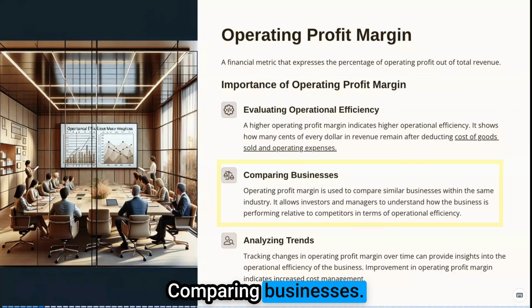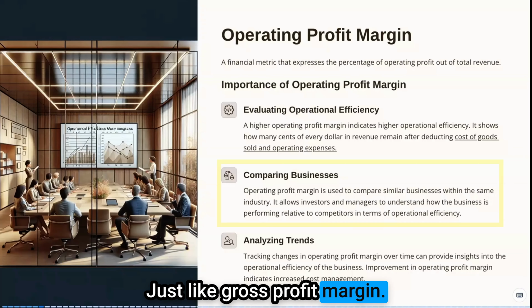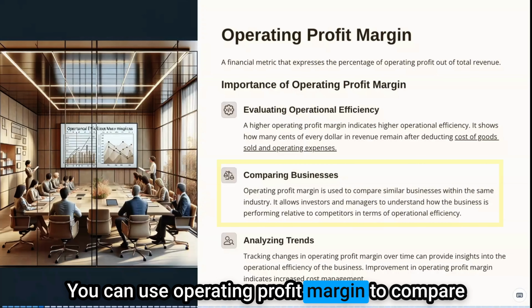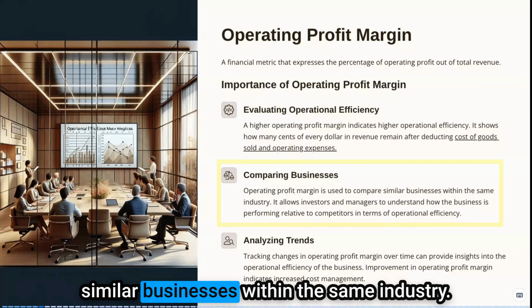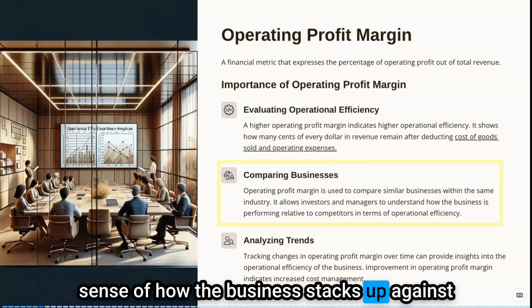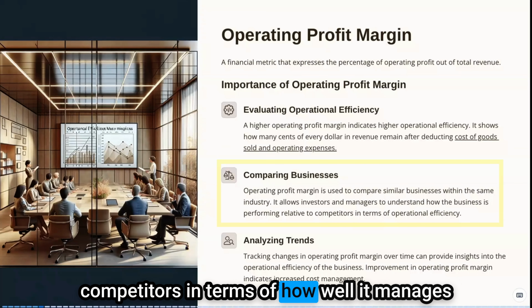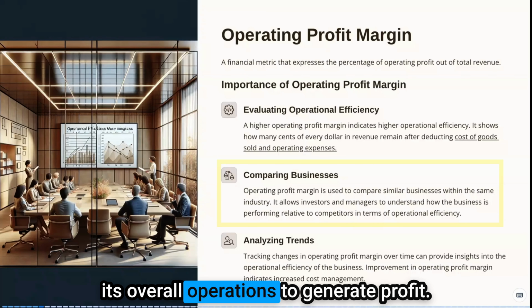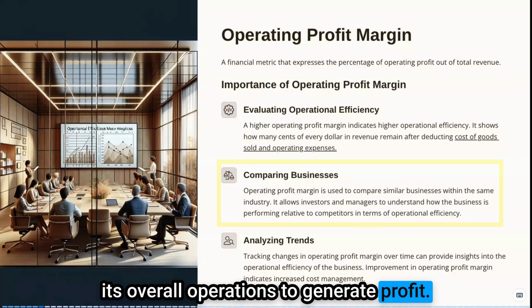Comparing businesses. Just like gross profit margin, you can use operating profit margin to compare similar businesses within the same industry. It gives investors and managers a good sense of how the business stacks up against competitors in terms of how well it manages its overall operations to generate profit.